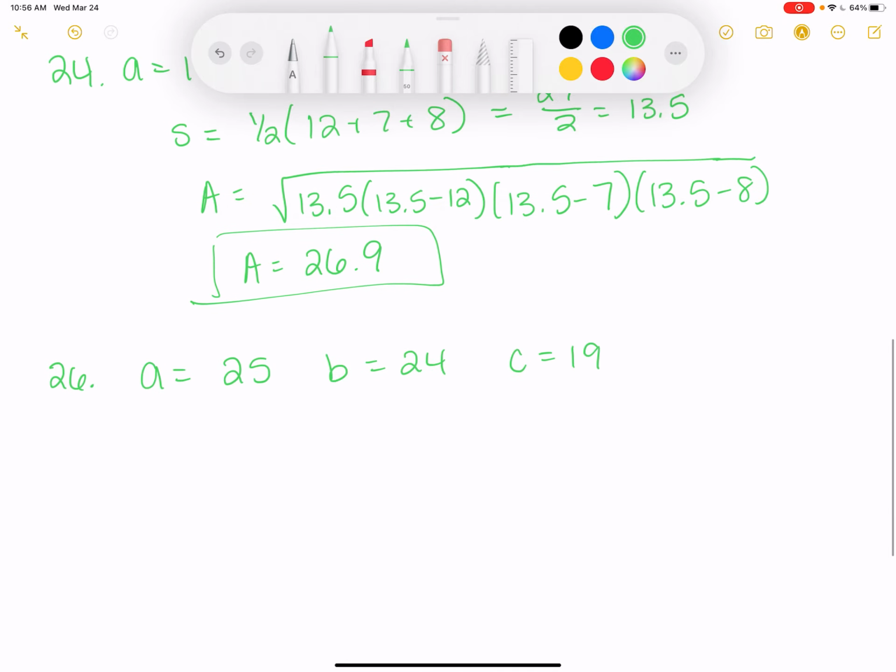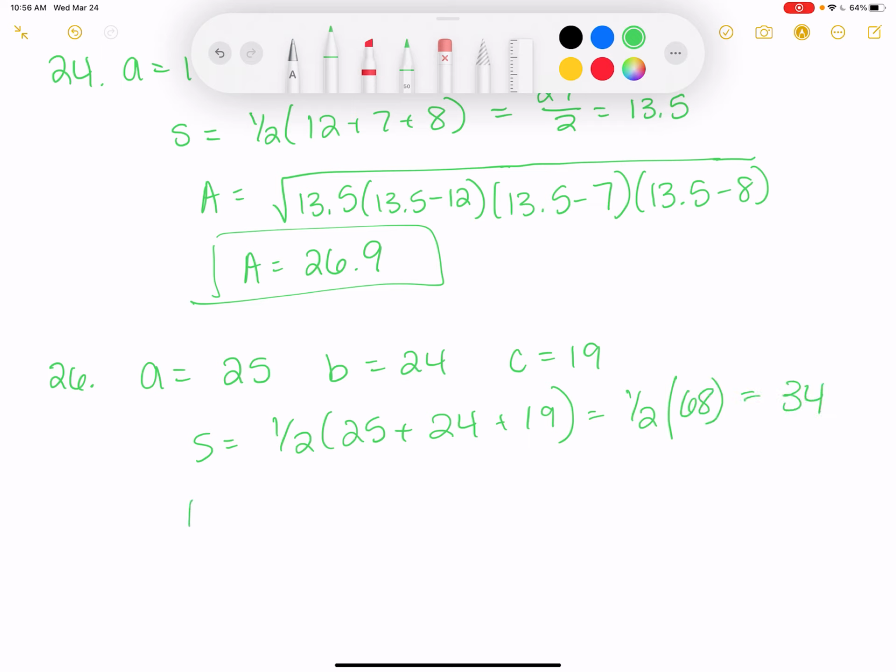So S equals 1/2 times 25 plus 24 plus 19 equals 68 over 2 equals 34. And then you insert it in this lovely dumpling. Square root of 34 times 34 minus 25 times 34 minus 24 times 34 minus 19.